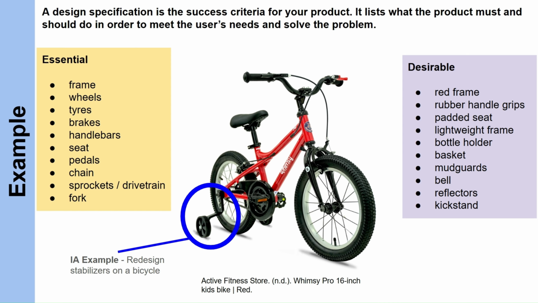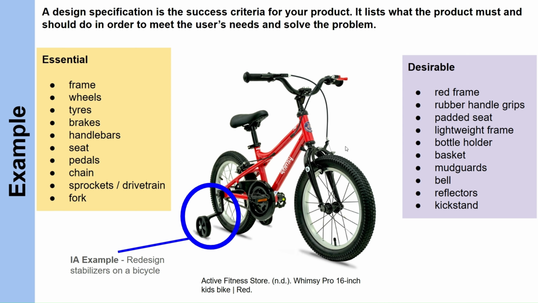So if we were to take a bicycle as an example, in order for a bicycle to be successful, it needs to have X, Y, and Z. I've broken this up into the essential and desirable parts for a bicycle. In order for it to function properly, it needs to have a frame, wheels, tires, brakes, etc. Your desirable items would be more along the aesthetics: a red frame, rubber handle grips, padded seats, etc.